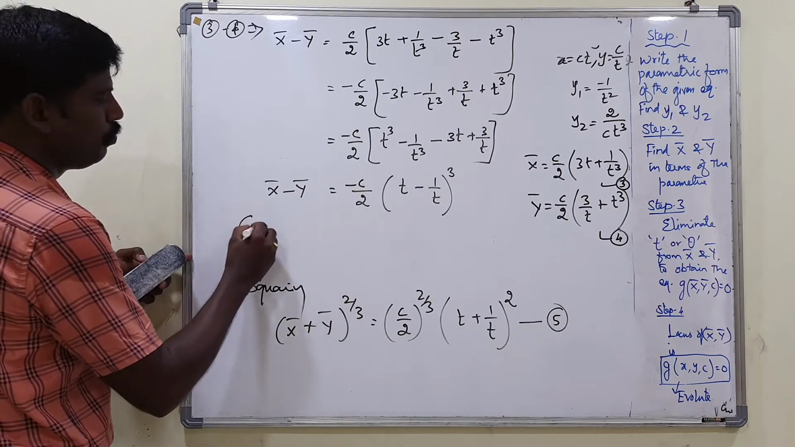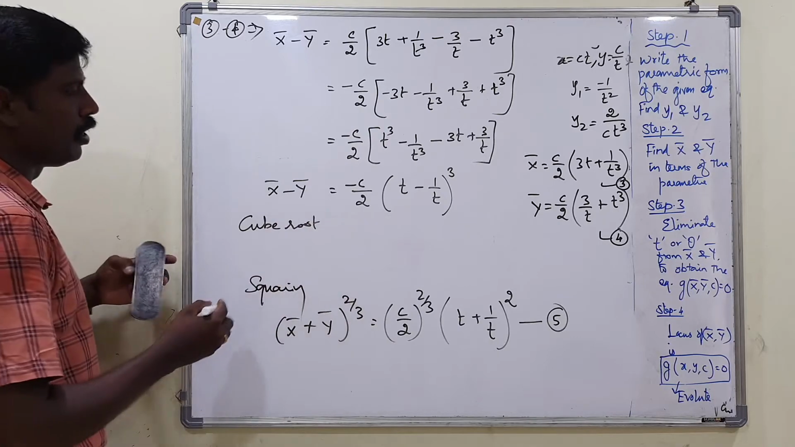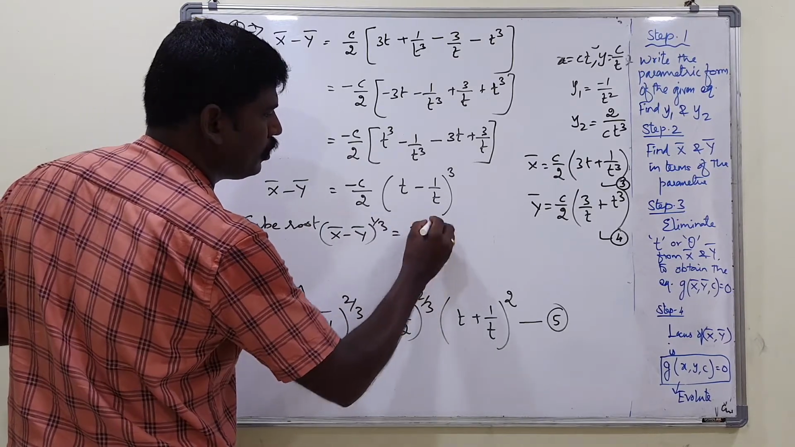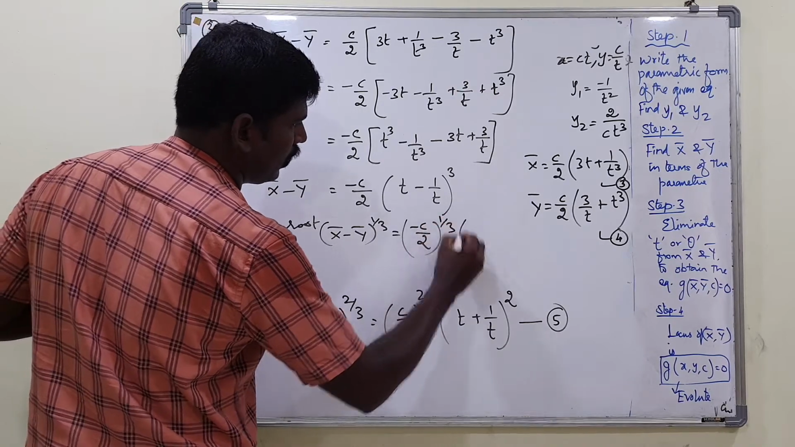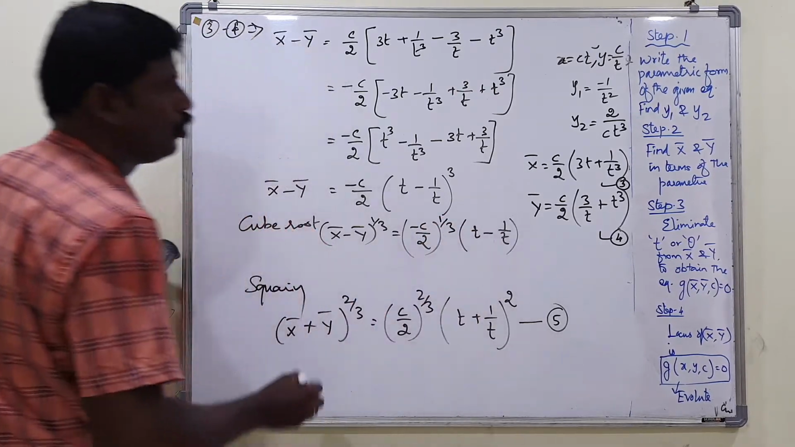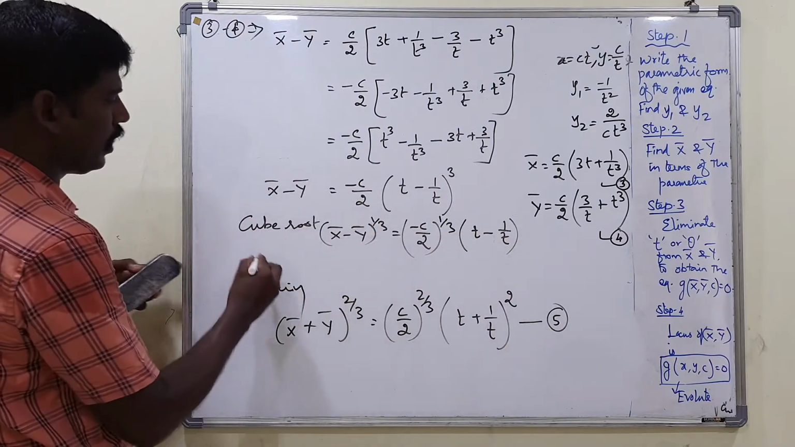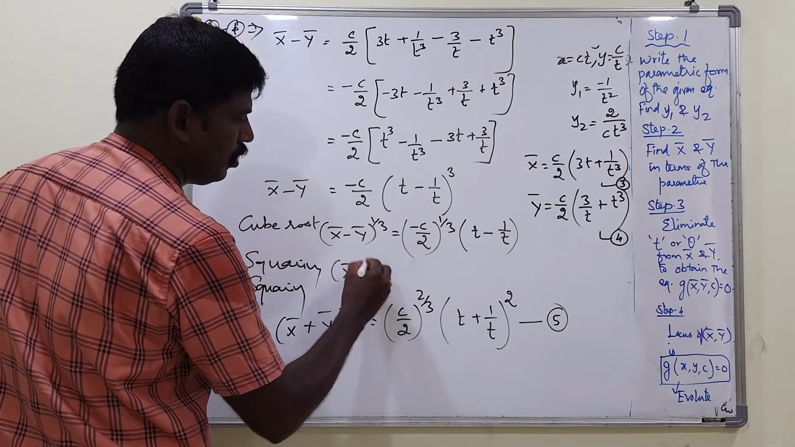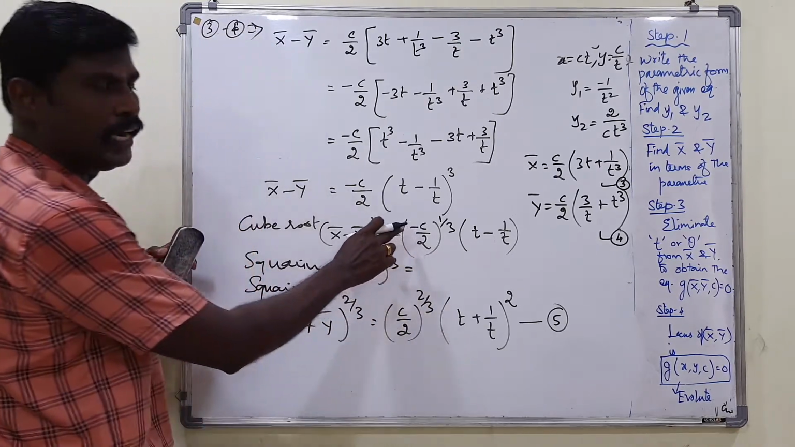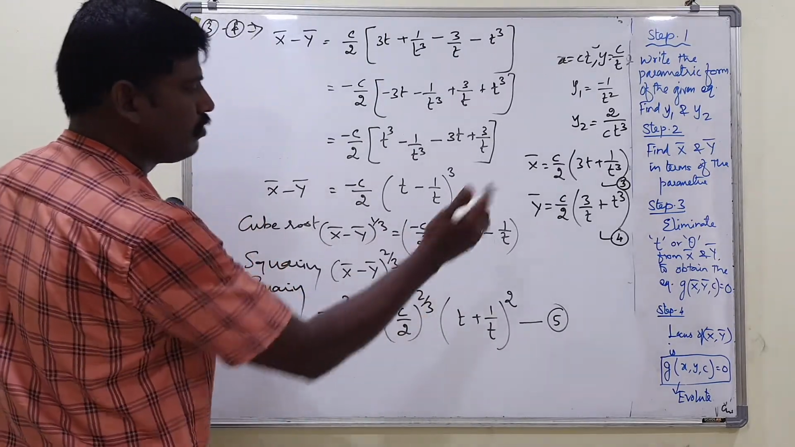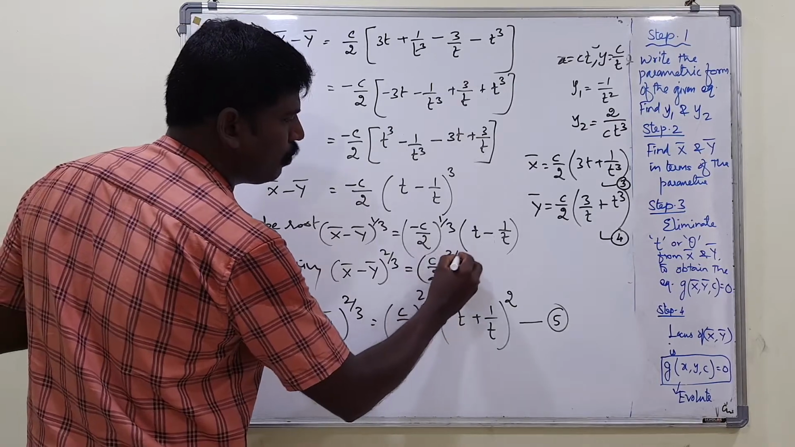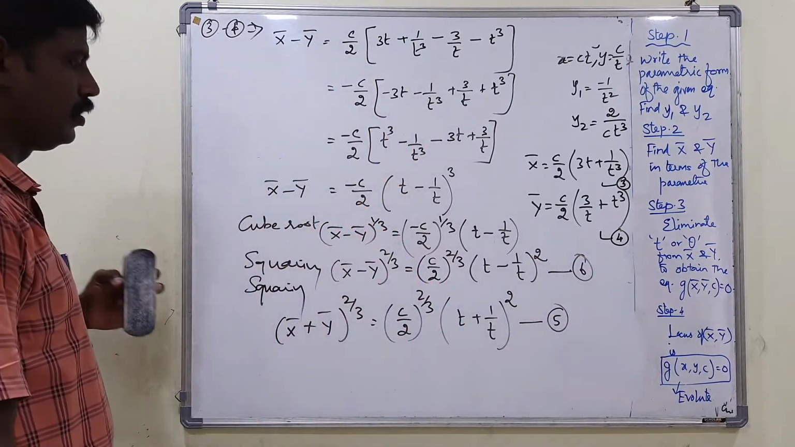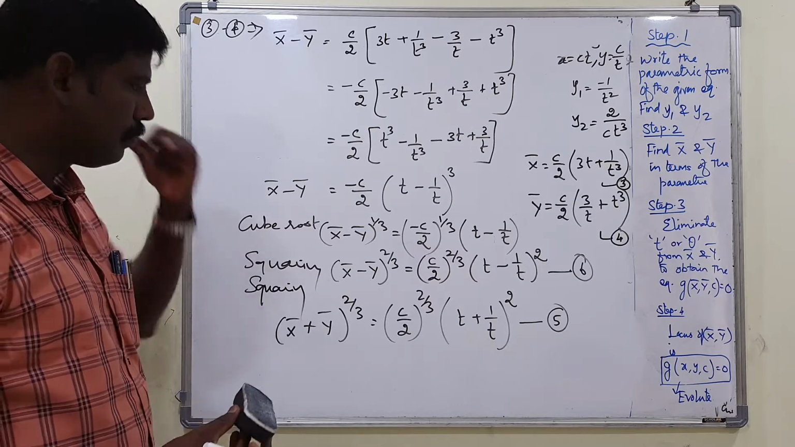As usual, taking cube root on both sides, what will you get? (x̄ − ȳ)^(1/3) is equal to (−c/2)^(1/3) into (t − 1/t). Taking cube root, this cube will be eliminated, this becomes 1/3, this becomes 1/3. Again squaring on both sides, so (x̄ − ȳ)^(2/3) is equal to, when we take the square, this minus will be eliminated. So it becomes plus (c/2)^(2/3) into (t − 1/t) the whole square. We count this as number 6.